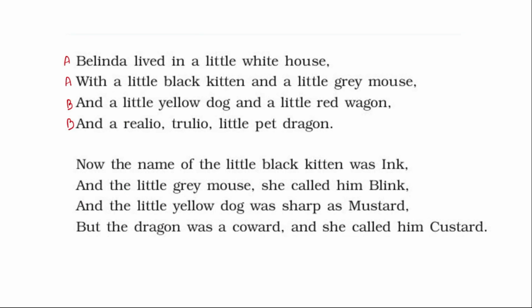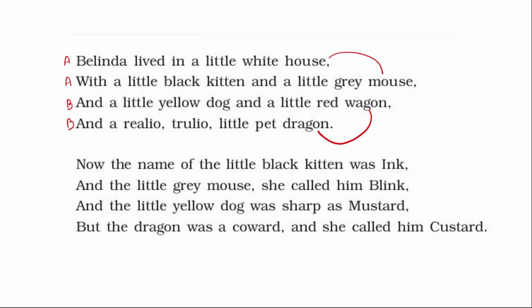Throughout the poem, A-A-B-B type of rhyming scheme is followed, where the last words of the first two lines rhyme and the third and the fourth line rhyme, like wagon and dragon here. Okay, so let's go through the first stanza.